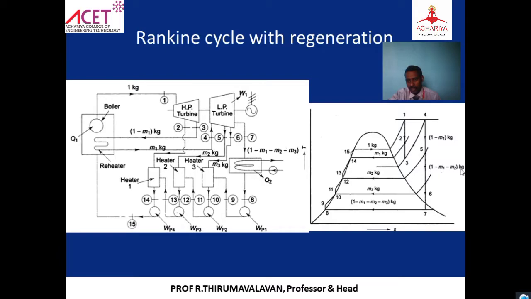So finally how much is coming out? 1 minus M1 minus M2. So again we are taking M3. So the remaining is going to be 8 to 7. How much is it coming? 1 minus M1 minus M2 minus M3. See, this 7 to 8 is what is coming to the condenser. We are removing M1 amount here, M2 amount here, M3 amount here. All 3 places we are removing. So what comes to the condenser, 8 to 7, is going to be 1 minus M1 minus M2 minus M3 amount of steam. Right? So this is actually happening.